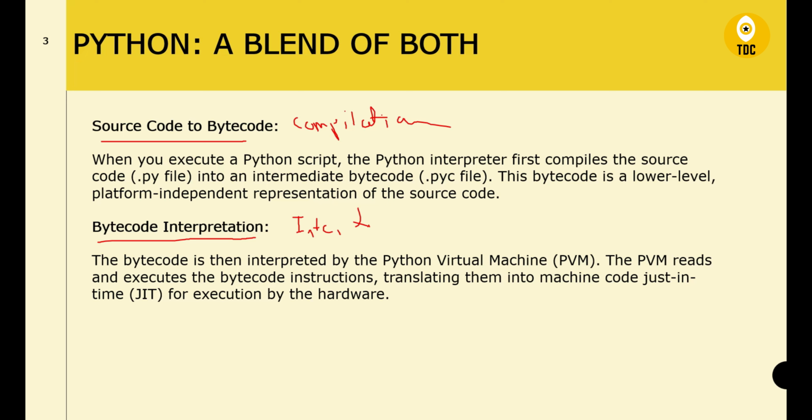And when you execute a Python script or a Python program, that will be a .py file, right? Suppose like hello world.py, so you want to print a hello world and you name it as hello world.py, and that has to be translated into .pyc. That is what the compiler does. And this bytecode is a low-level platform independent representation of a source code. So it is not even a human understandable format actually, right?